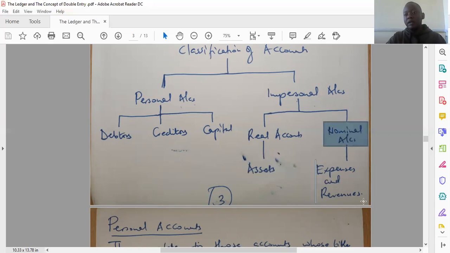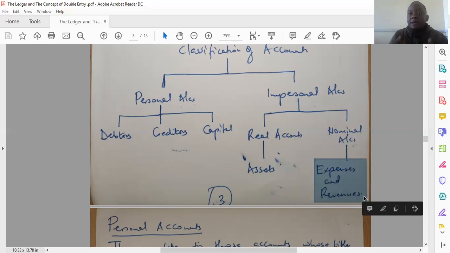Nominal accounts relate to revenues and expenses. Expenses are those activities that benefit the business but involve an outflow of cash, an outlay of cash, like electricity. Electricity benefits the business, but at the end of the month, you have to pay some money for the electricity that you've consumed.